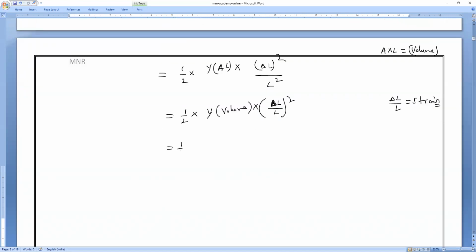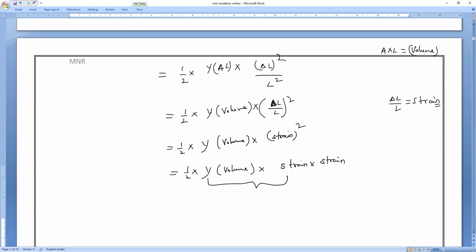Strain. So I will write it as half into Young's modulus into volume into (delta L by L) is equal to strain, whole square. Is it okay, brothers? Clear? So now I will write strain. So the Young's modulus into volume into strain square, how can I write it, everybody? Strain into strain. Now Young's modulus and strain together we used to call something. Anybody can tell? Half into volume into Young's modulus into strain, something I can write into another strain.